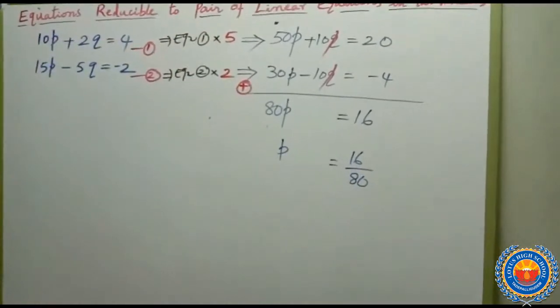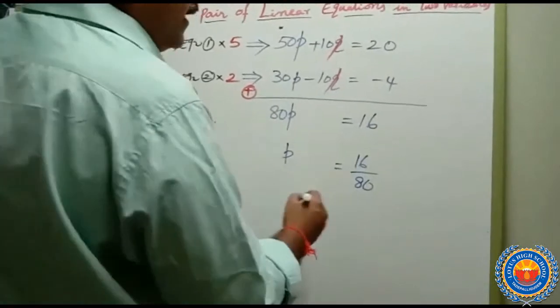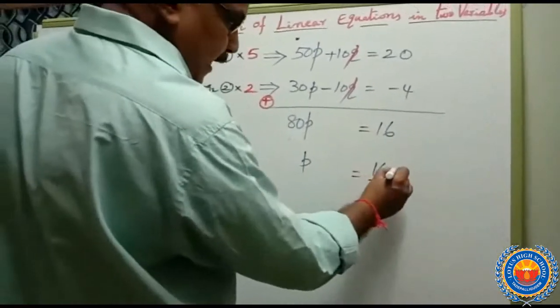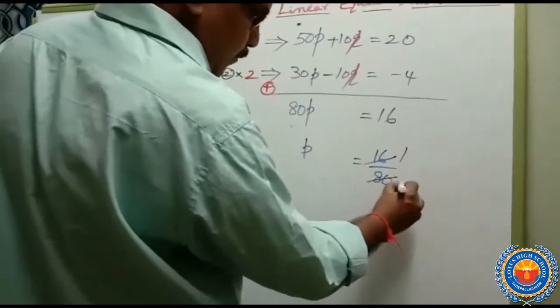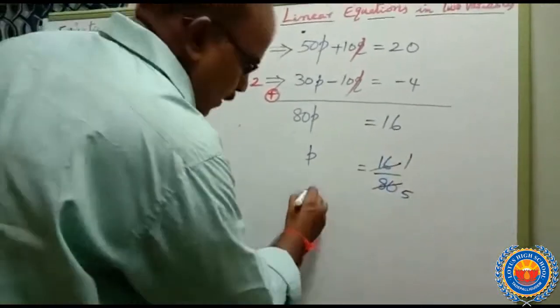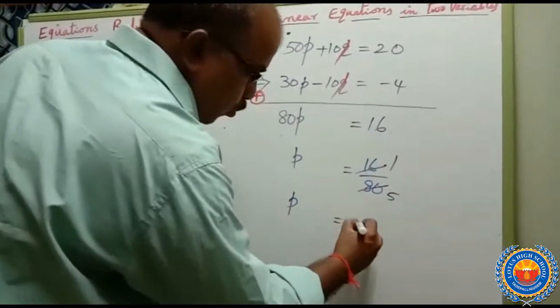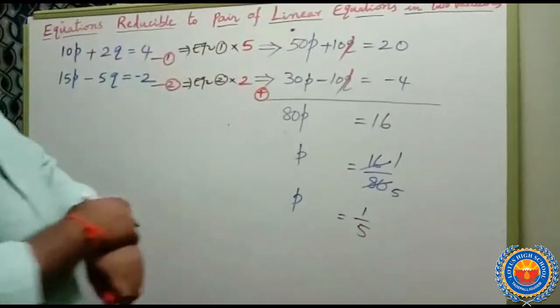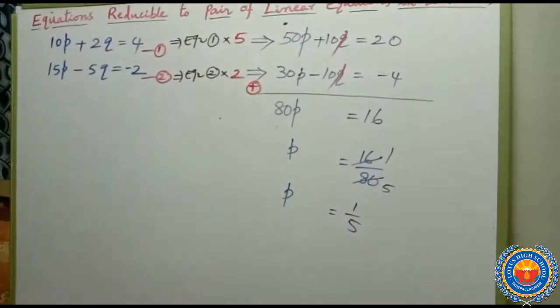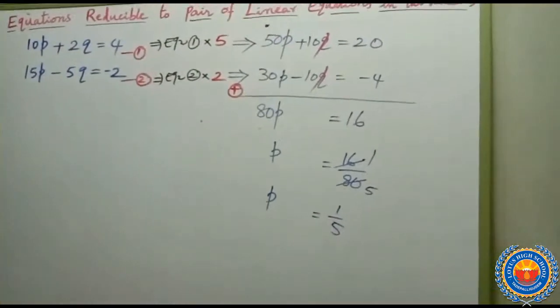16 by 80. So that is nothing but 16 table 1 time, 16 table 5 times. So p is equal to 1 by 5. So p value I got.